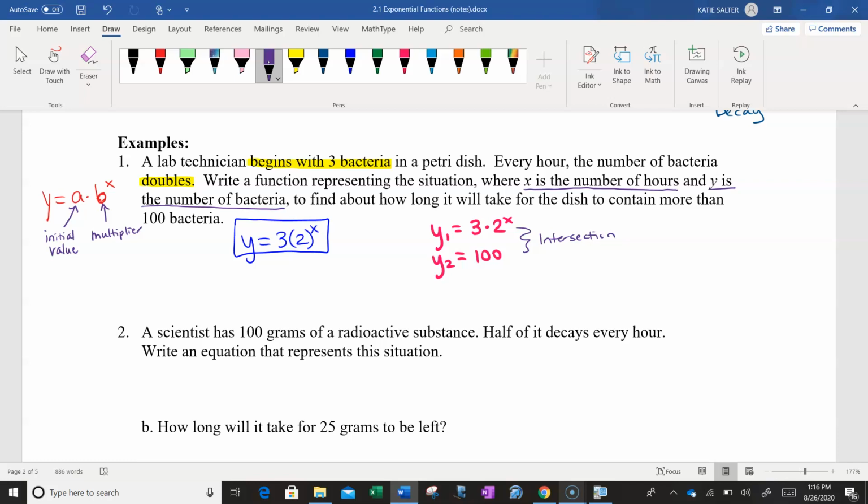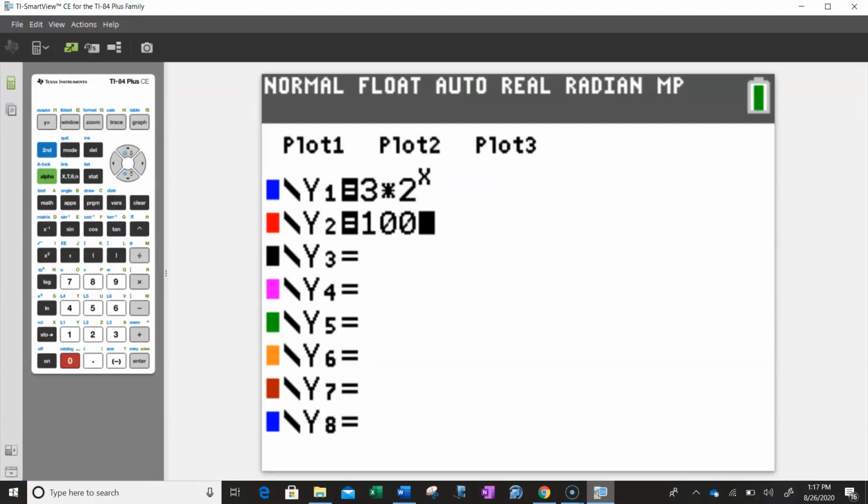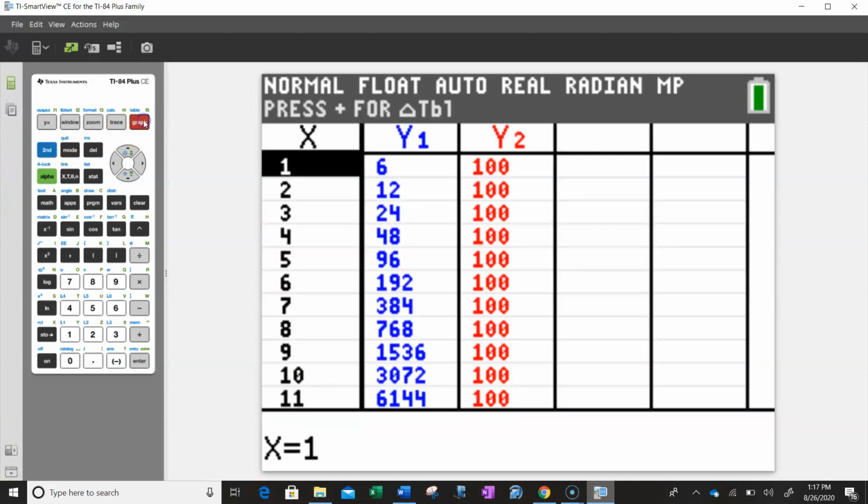We can also use our best friend, which is the table. We put these functions into our y equals and we go to the table. We can see that at 5 hours, the function would have 96 bacteria, and then at 6 hours, it would have 192 bacteria. So obviously, somewhere a little bit more than 5 hours is how long it would take to get to at least 100 bacteria.